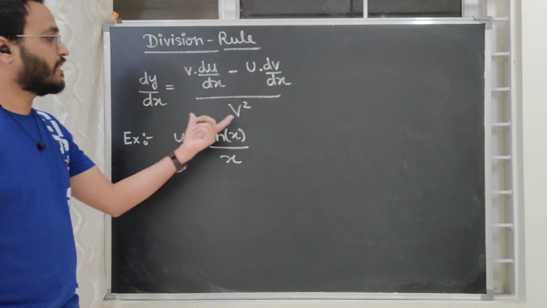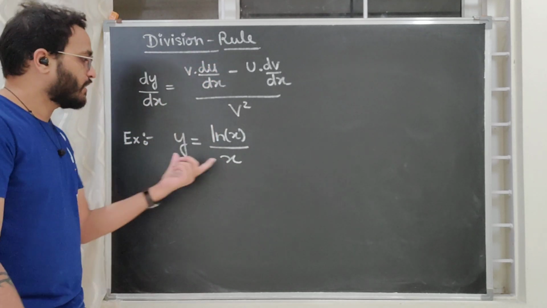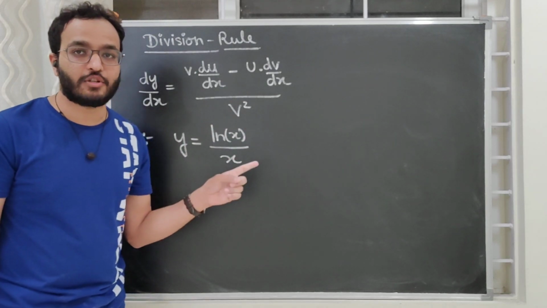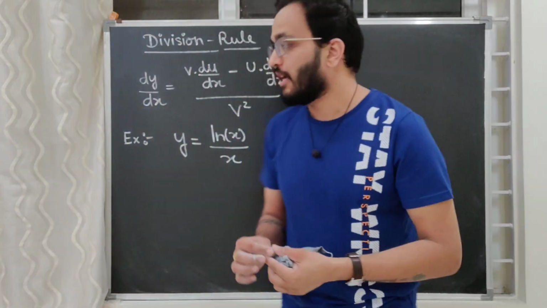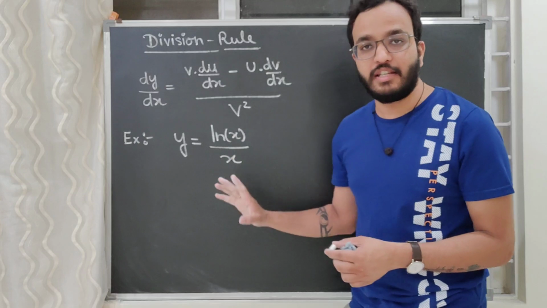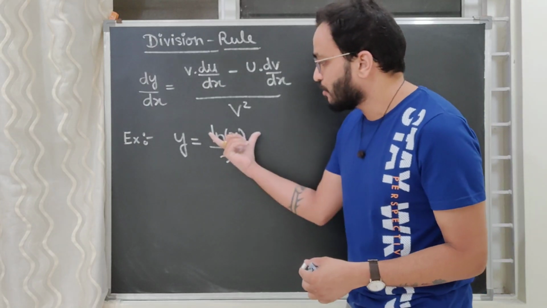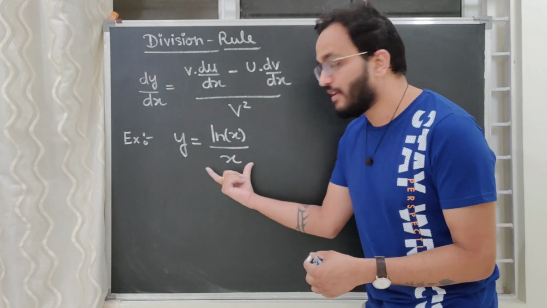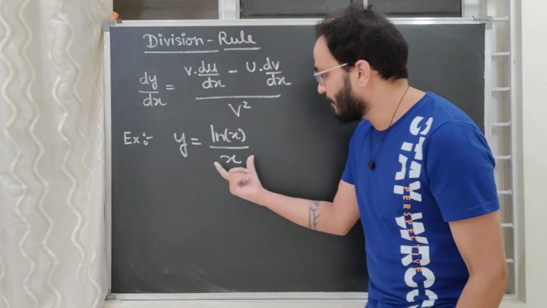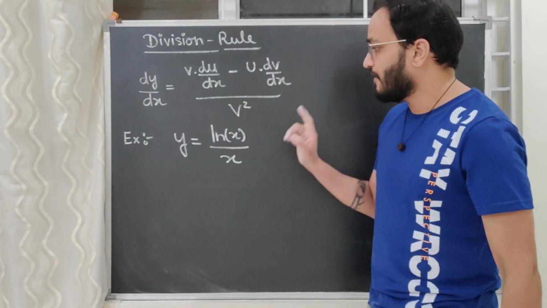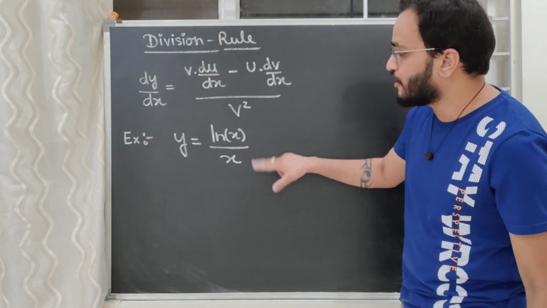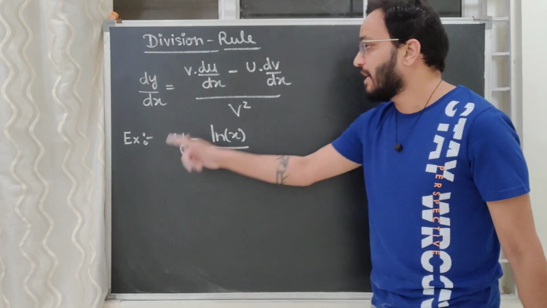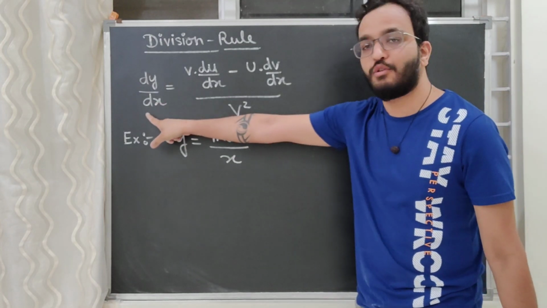As you can see, this is the division rule, right? And this is a question. Here in the numerator we have a logarithmic function. Logarithmic function means it is log of x to the base e, which is denoted by ln(x). In the denominator we have a simple linear function. Can you see that? Now we will consider that these are two different functions. So this will be u and this will be v. We will write down u and v and apply this formula to get the value of dy by dx.